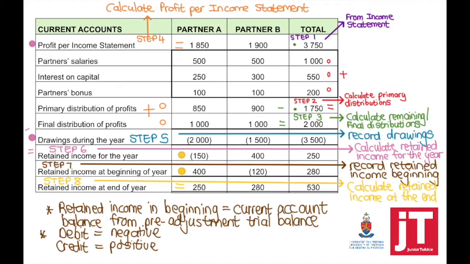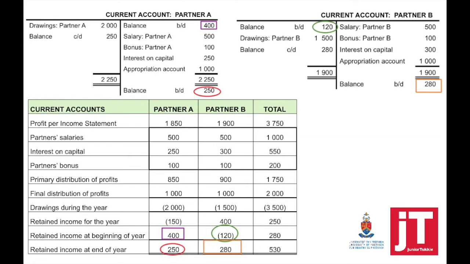This could be asked in many different ways, where we need to find missing figures, which we are going to look at in later activities. If you compare your general ledger accounts with the current account note, please take note that the balance in the beginning is the retained income in the beginning of the year. If you've done all of this correctly, the balance at the end should be the same as the retained income at the end of the year.